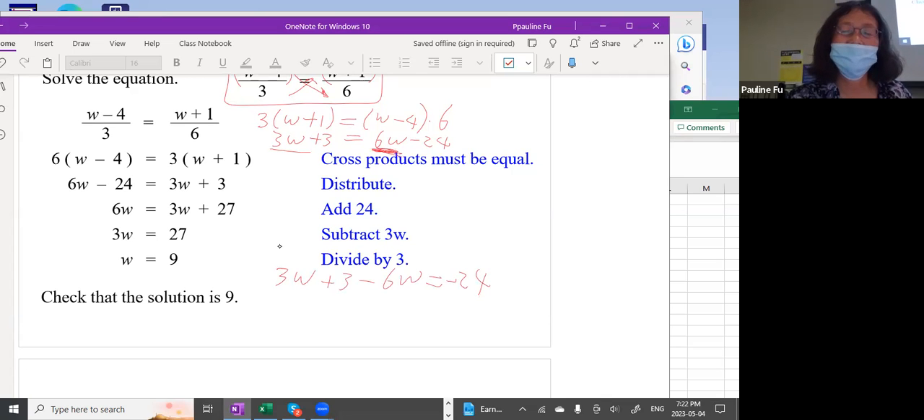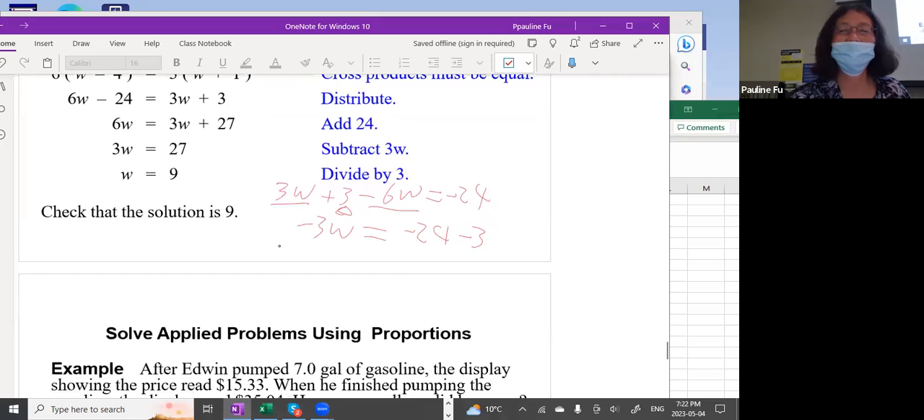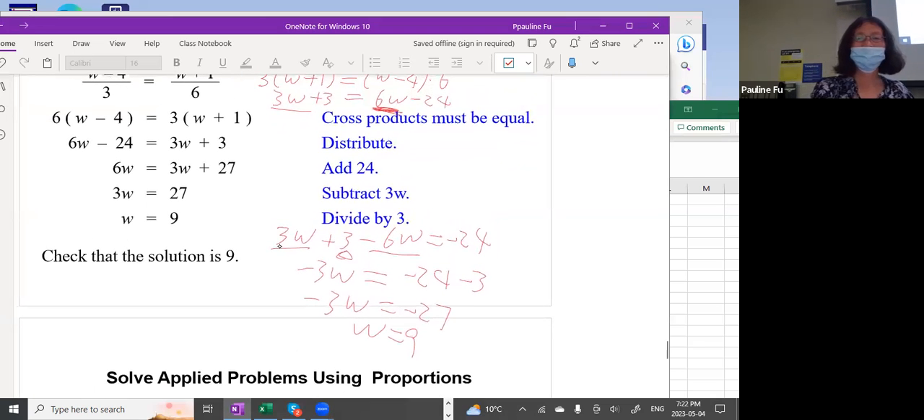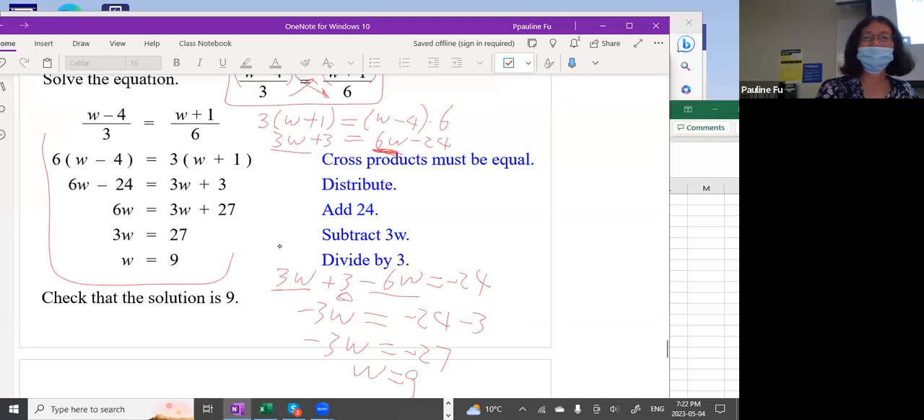I just move 6w to the left-hand side. So collect like terms, you get negative 3w. Now move this 3 to the right-hand side. So negative 3w equals negative 27, w equals 9. Okay, you could use another method here, they're similar.